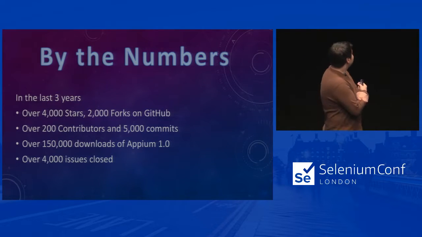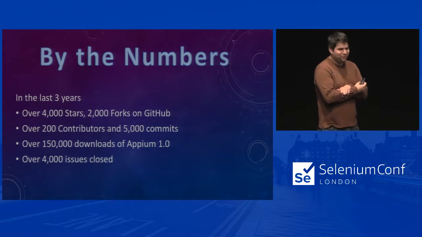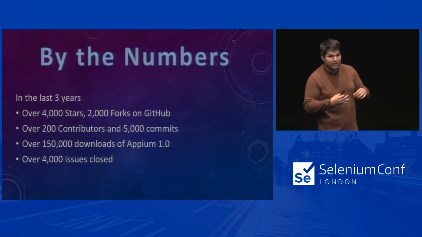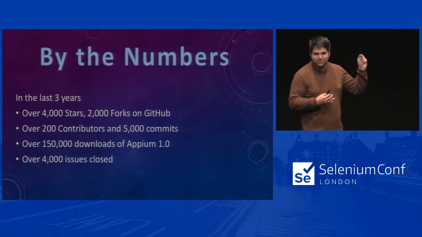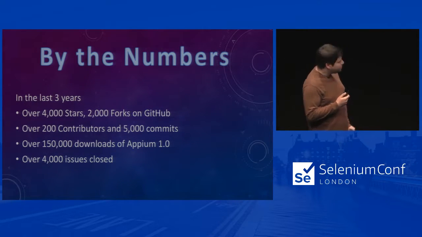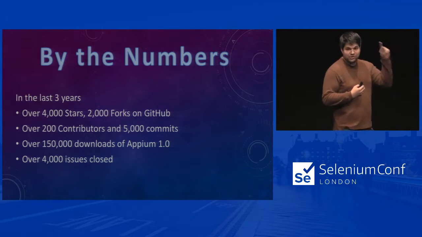Anyways, here's where we are right now. We have 4,000 stars on GitHub. I think Selenium actually passed us. For a while we were ahead of Selenium, but then people found out it had moved to GitHub. So unfortunately I can't rub that in Simon's face right now, but I would if I could. We have about 2,000 forks on GitHub, which I think does trump Selenium, so suck that.